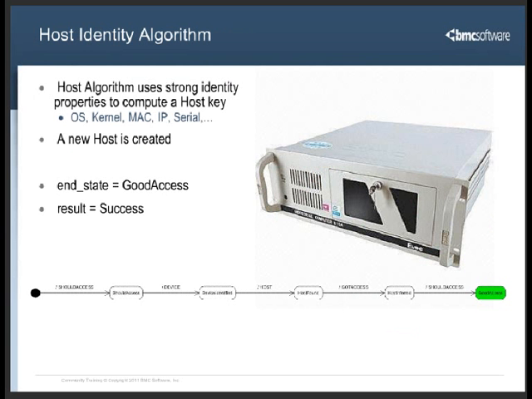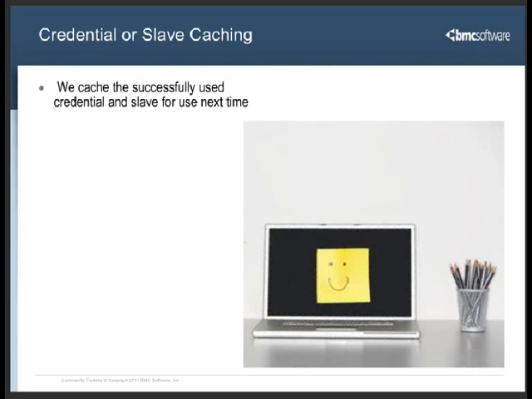Discovery cannot compare every existing host from the data store, so the following candidates are pre-selected for comparison. The host that was previously associated with the endpoint, hosts with interfaces on the same IP as the current endpoint, and hosts that have the same serial number. Once a login credential or a slave has been used successfully, it is cached for use in future discovery of the host.